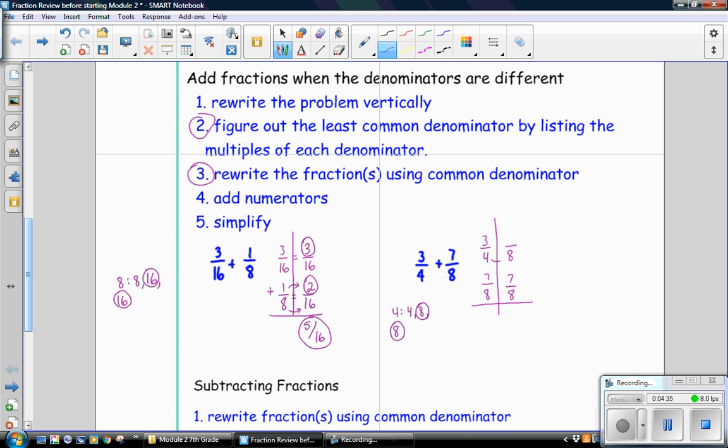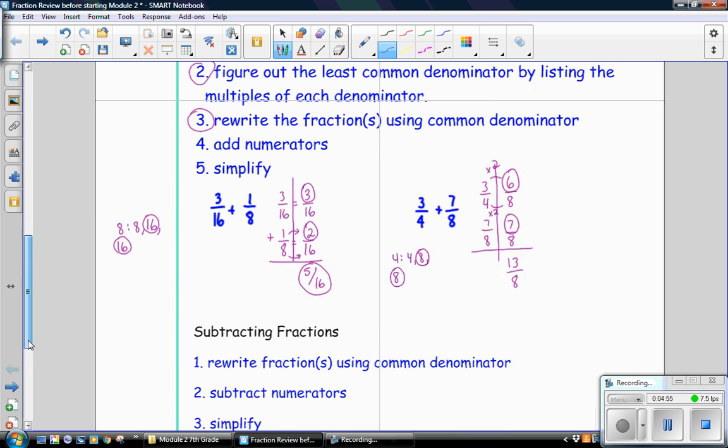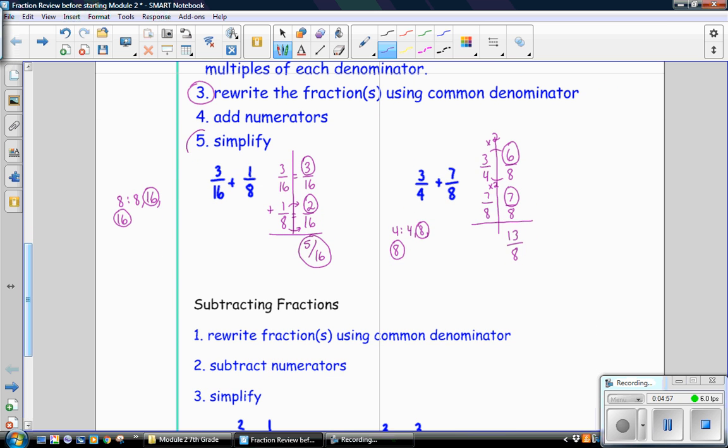Our multiplier is 2, so we multiply the numerator by 2 as well. Times 2, times 2 to get your new numerator. Remember to add your numerators. 6 plus 7 is 13, 13/8. This fraction does need to be simplified. 8 goes into 13 one time with 5 left over. And so the answer is 1 5/8.